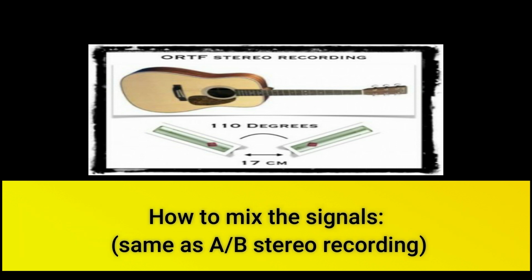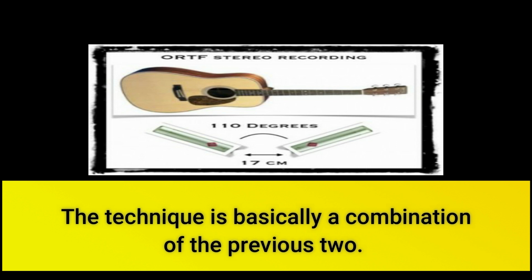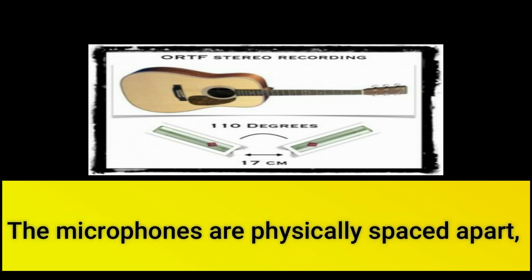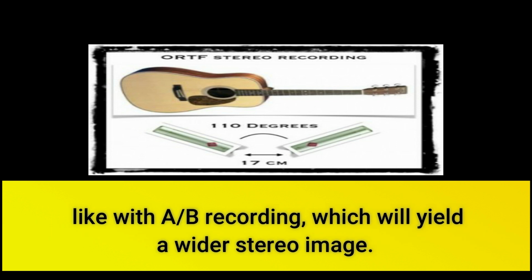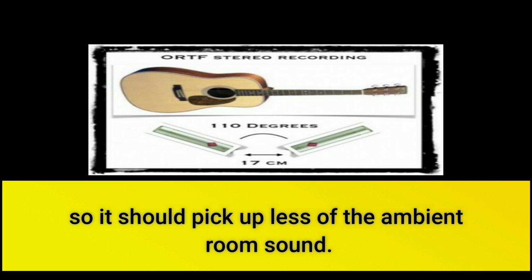How to mix the signals: same as A/B stereo recording. How it should sound: the technique is basically a combination of the previous two. The microphones are physically spaced apart, like with A/B recording, which will yield a wider stereo image. Then it uses directional mics, like with XY recording, so it should pick up less of the ambient room sound.